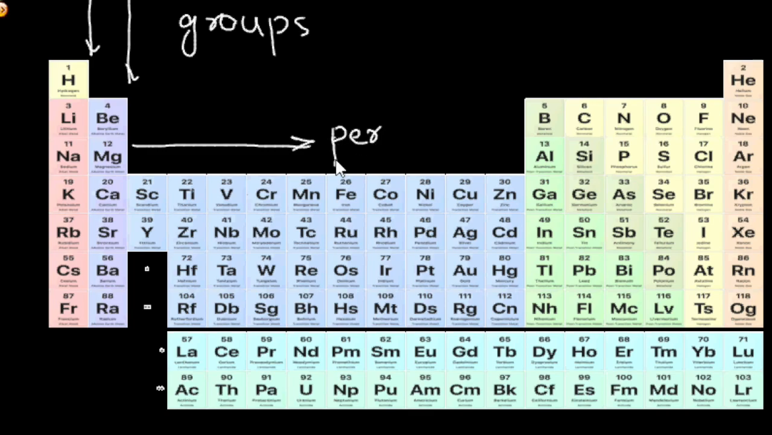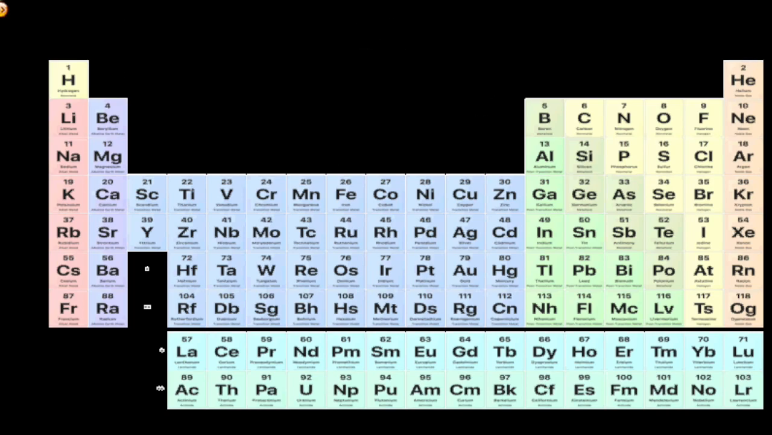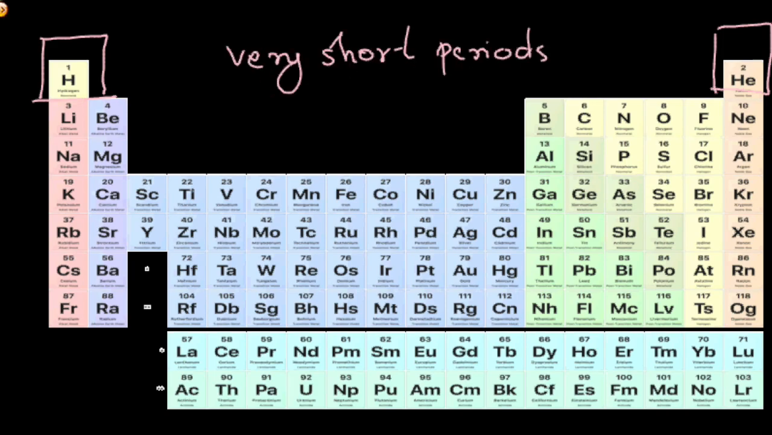So the modern periodic table has 18 groups and 7 periods. Let us look into the periods in greater detail. The first period consists of only two elements, that is, hydrogen and helium. So this is called the very short period. Now, looking at the next period containing 8 elements, periods 2 and 3, they are called short periods.